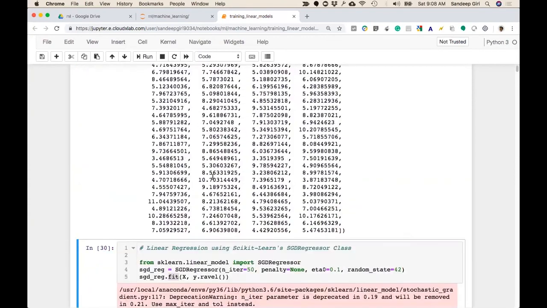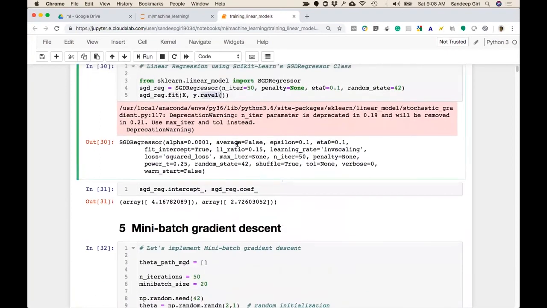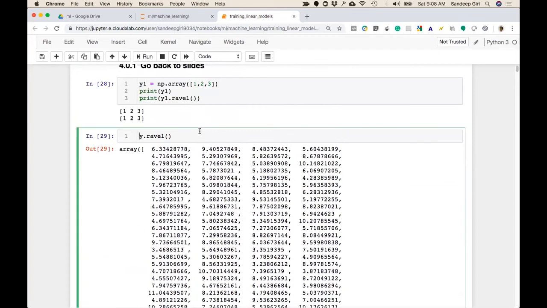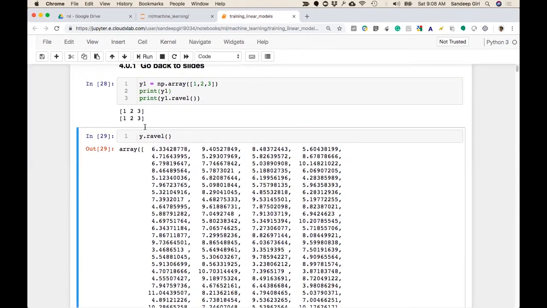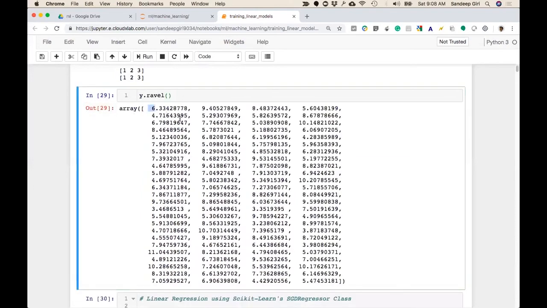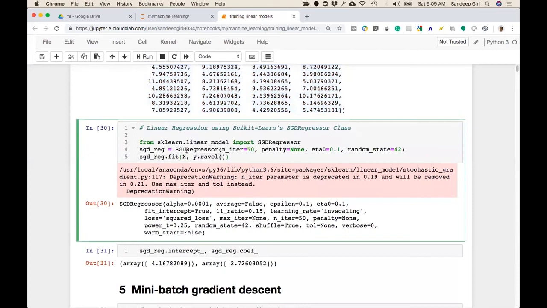Before this, there's a word that we've used here called Ravel. Ravel is basically converting any multidimensional array into a single dimension array. So let's say y is something like this, multiple rows and a single column. But when you do a Ravel, you get a single vector. So Ravel basically converts that, and here we are doing that. We're basically calling SGD regressor on our x and y. That's all. Using that we can do prediction.